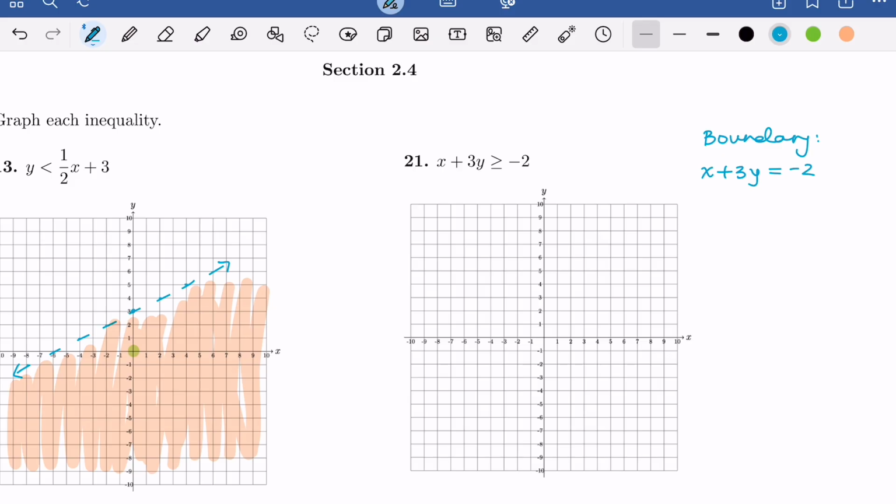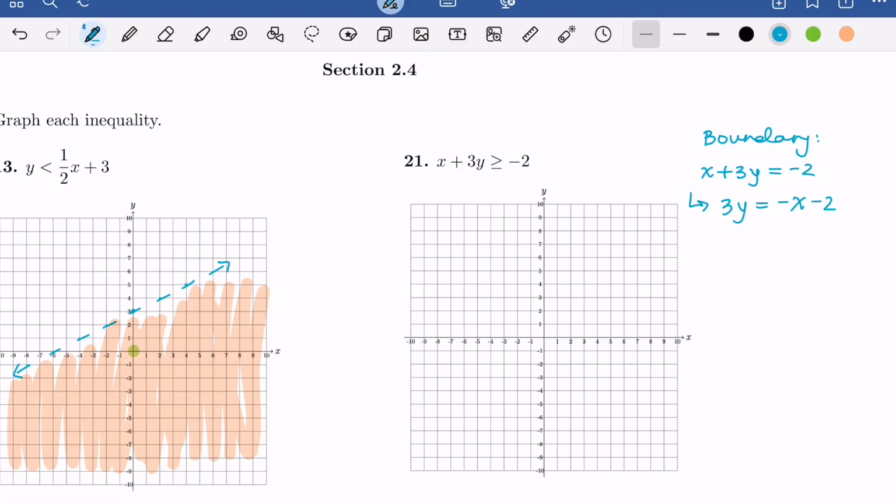Now from here, what we're going to want to do is write this in slope-intercept form so that we can easily see what our slope and our y-intercept are, so we can easily graph it, just like we saw in the last example. If I want to write this in slope-intercept form, I'm going to have to isolate y. So the first thing I'm going to do is subtract x on both sides of this equation. I'm going to get 3y is equal to minus x minus 2.